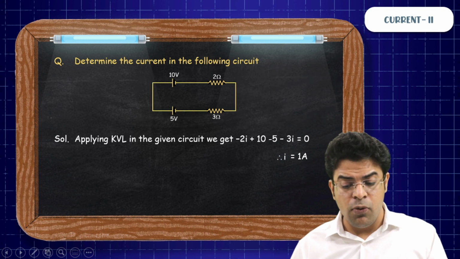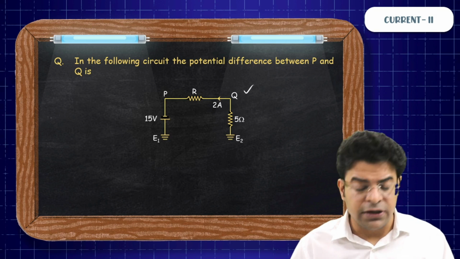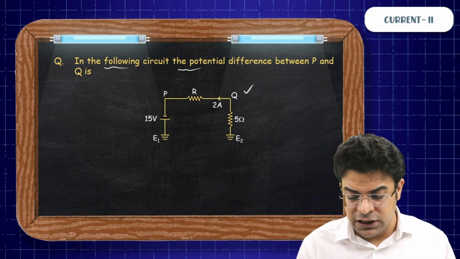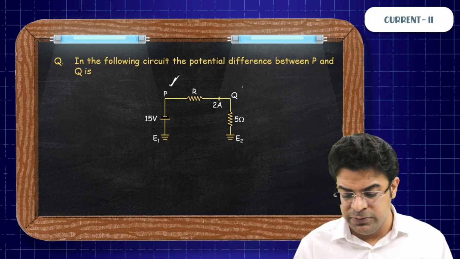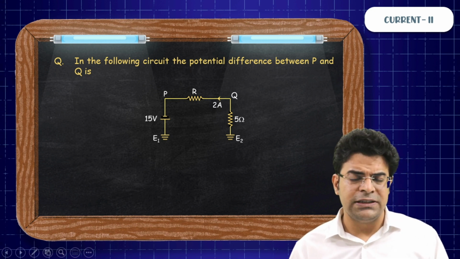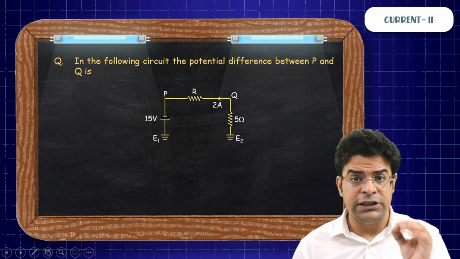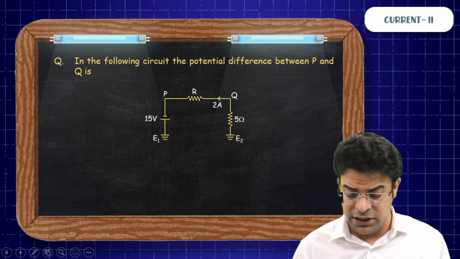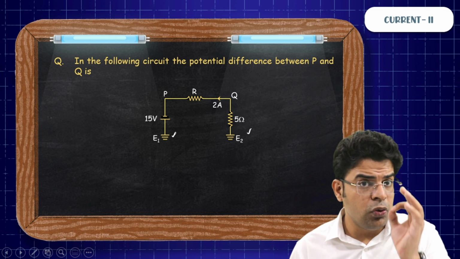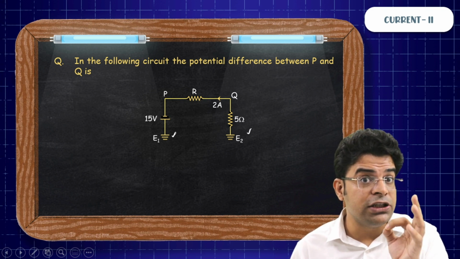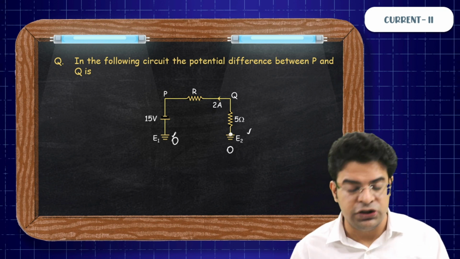Let's see one more simple numerical. So this is the circuit, and they're asking you, in the following circuit, the potential difference between P and Q is. So what is the potential difference between P and Q? So you will say, sir, how to solve this circuit? See, here in the circuit, you will find 2 points which are connected to earth. Yes, if 2 points are connected to earth, their potential has to be 0. So the potential of this point is 0 as well as the potential of this point is 0.